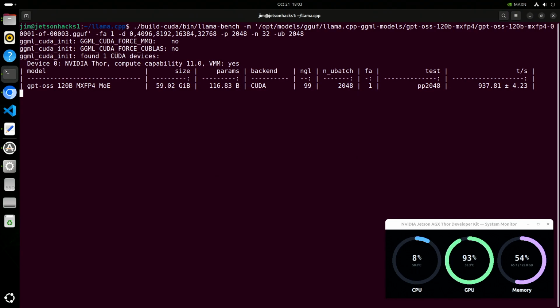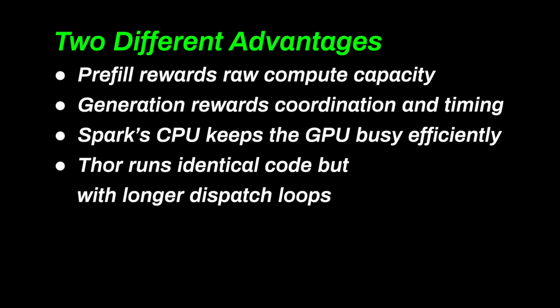Spark's faster CPU and coherent cache hierarchy hand off work with minimal delay, allowing tokens to flow in a steady rhythm. Thor runs the same code, but its smaller CPU and longer dispatch loop introduce tiny cumulative pauses between steps. Prefill rewards raw capacity, generation rewards coordination and efficiency. Spark holds a hardware advantage and uses it to coordinate each step more effectively.